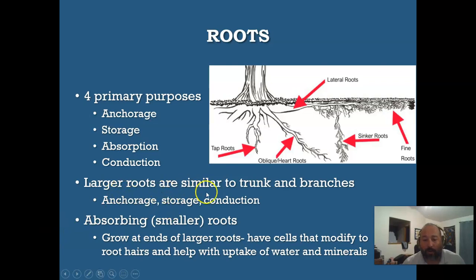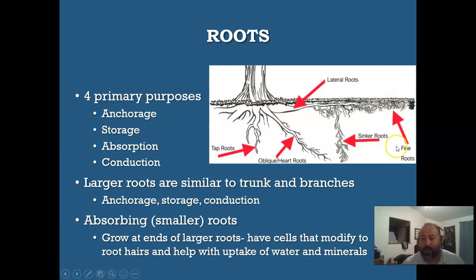Your larger roots are going to be the ones that are similar to the trunks and the branches, and their main jobs are anchorage, storage, and conduction. So you get things like the sinker roots here, or these oblique heart roots, or the tap roots. Their jobs are anchorage, storage, and conduction. Even these lateral roots, it's all about anchorage, storage, and conduction.